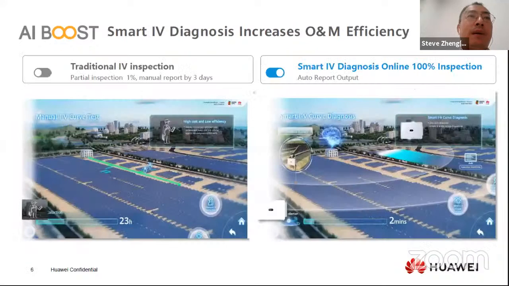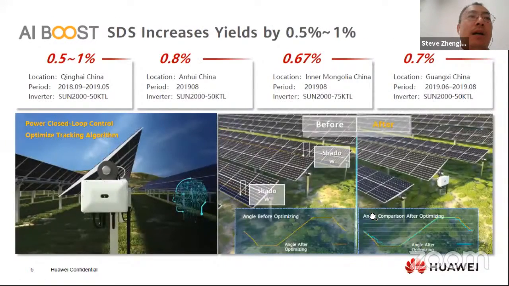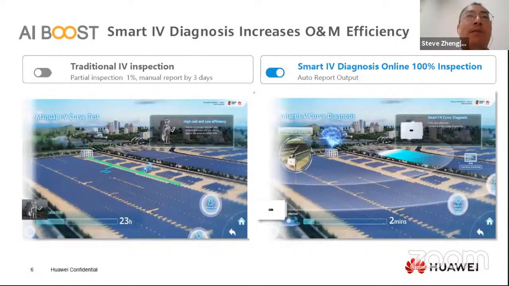Okay, this is for the smart DC, and now going to another powerful AI technology, smart IV curve diagnosis. This is Huawei's third generation in the last 6 years. In the first video on the left, this is the manual inspection. It is impossible to perform IV curve diagnosis for all the strings in a large scale PV plant. The O&M staff is only able to inspect 1% to 3% of the PV plant, and it takes another 3 days to complete the analysis and come up with a report.